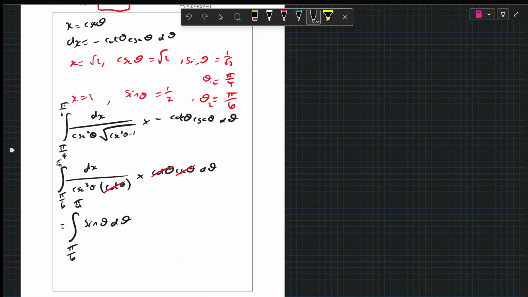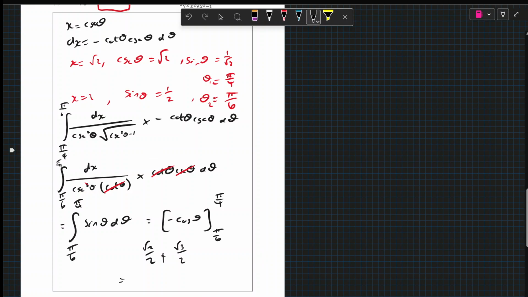Now we can evaluate this. So sine integrates to minus cos, and we're evaluating this between pi over 6 and pi over 4. Because cos is decreasing, this makes a lot of sense. So it's cos of pi over 4, which is 1 over root 2, and then cos of pi over 6, I think, that's going to be plus root 3 over 2. And this becomes root 2 over 2. I should have written that as root 2 over 2 instead.